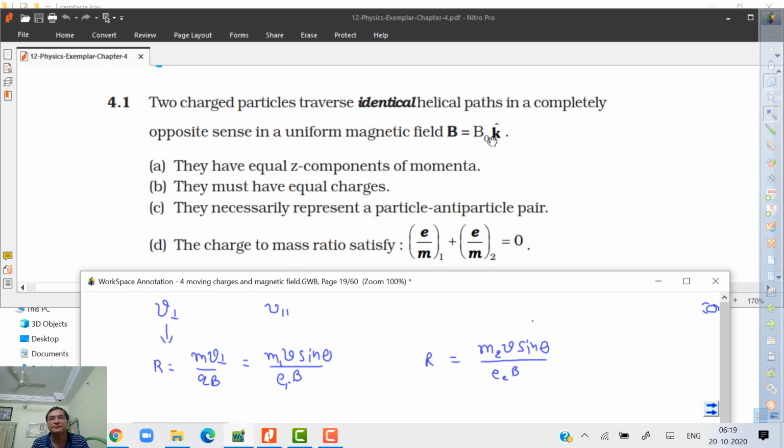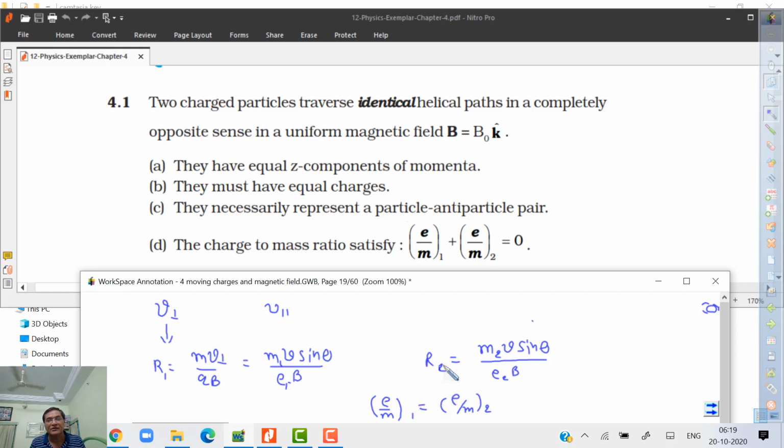It is said identical, completely opposite, transverse, identical helical path, which means the radius is the same. So R1 is equal to R2. It means that this is equal to that. So we can say that E upon m1 is equal to E upon m2. That we can say, right?